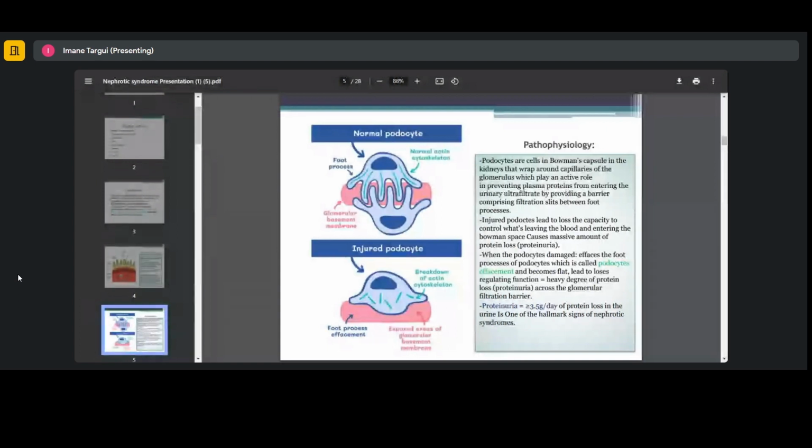Okay, proteinuria equal to or more than 3 gram per day of protein loss in the urine is one of the hallmark signs of nephrotic syndrome. When we have, like we said before, a massive amount of proteinuria, equal to or more than 3.5 gram per day, it's a hallmark. We know that this patient has nephrotic syndrome.